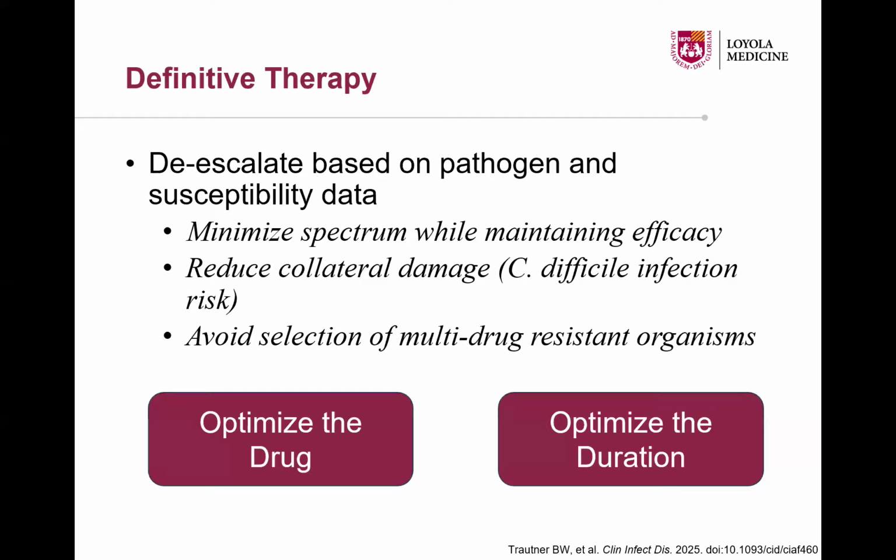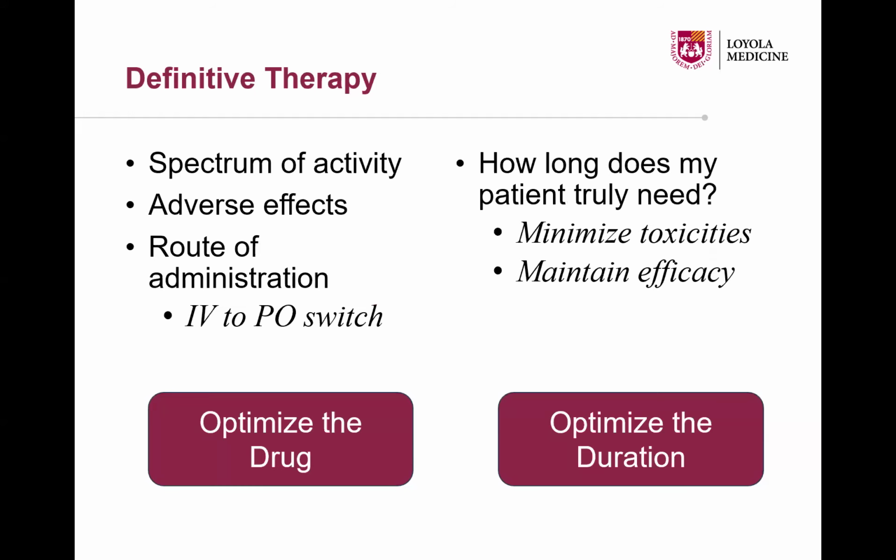So a lot of good reasons why we should be trying to de-escalate, or I think optimize is the better word. And so it's a two-parter though. When we talk about optimizing, we're trying to optimize the drug. We're also trying to optimize the duration of therapy. And so ways to optimize the drug, again, spectrum of activity kind of goes without saying. Adverse effects is going to be one of the big reasons to consider optimizing our drug, one oral option versus another, for instance. And then the route of administration there. So can we do this IV to PO switch that's going to help with discharge planning potentially? But we've got to make sure that we choose the right drug to be able to do that safely.